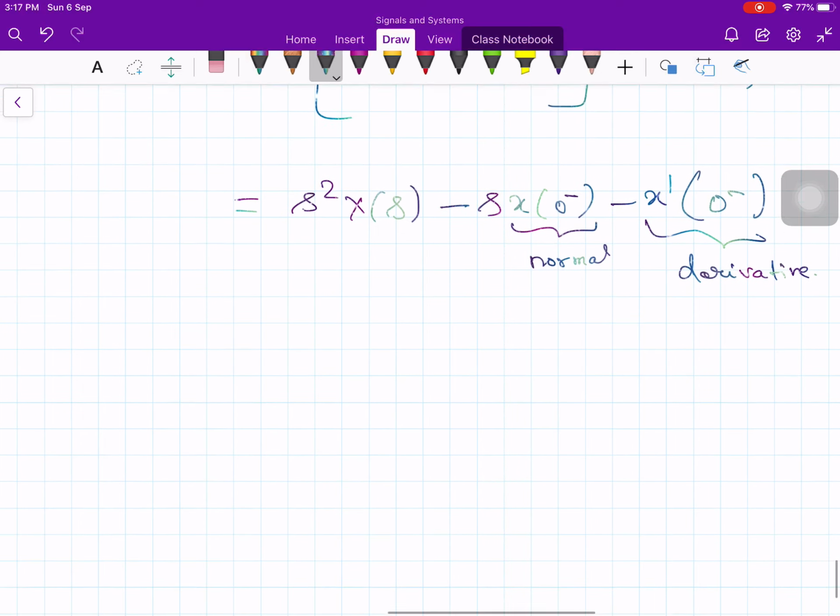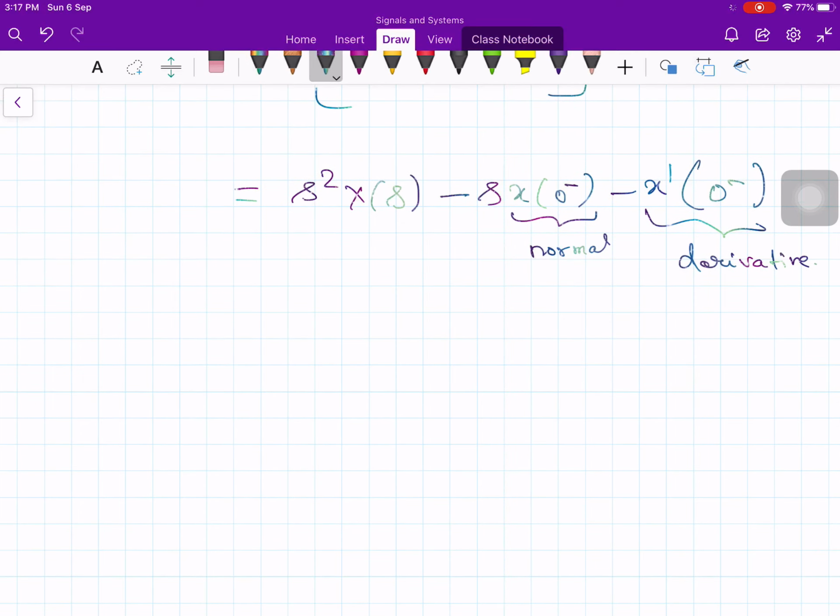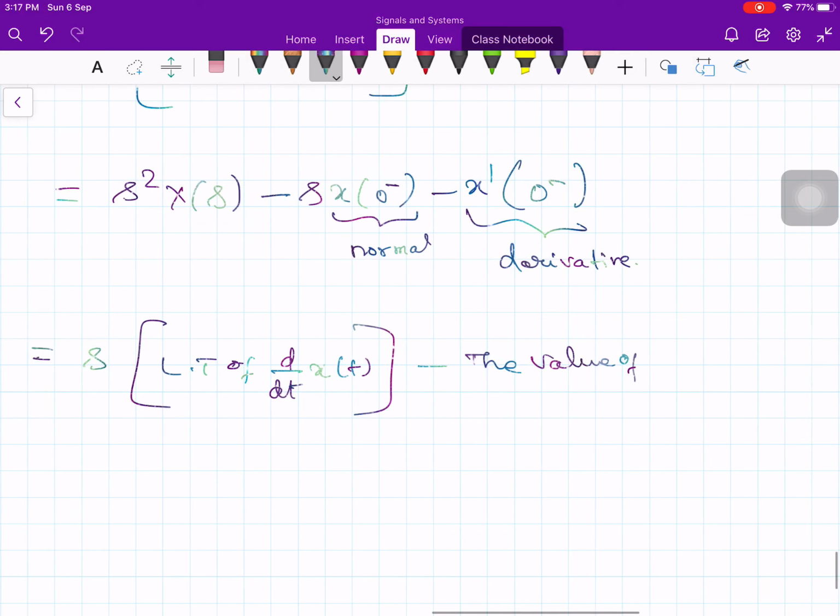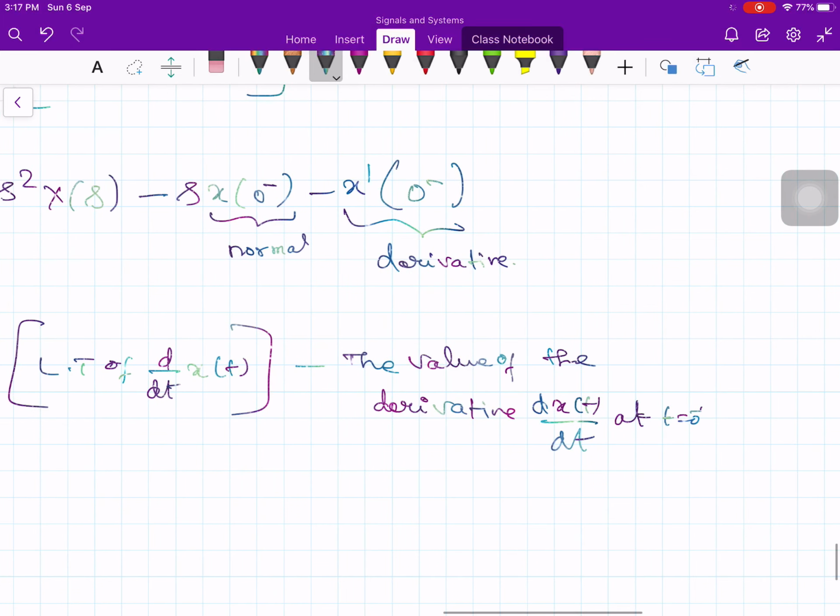Okay, therefore the general formula is s times the Laplace transform of d by dt of x of t minus the value of the derivative dx of t by dt at t equals 0 minus. Okay, so that's what we wrote there.